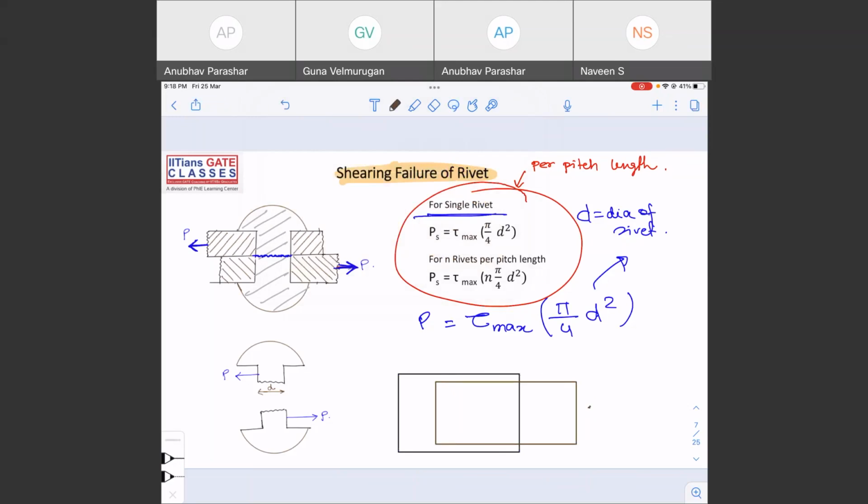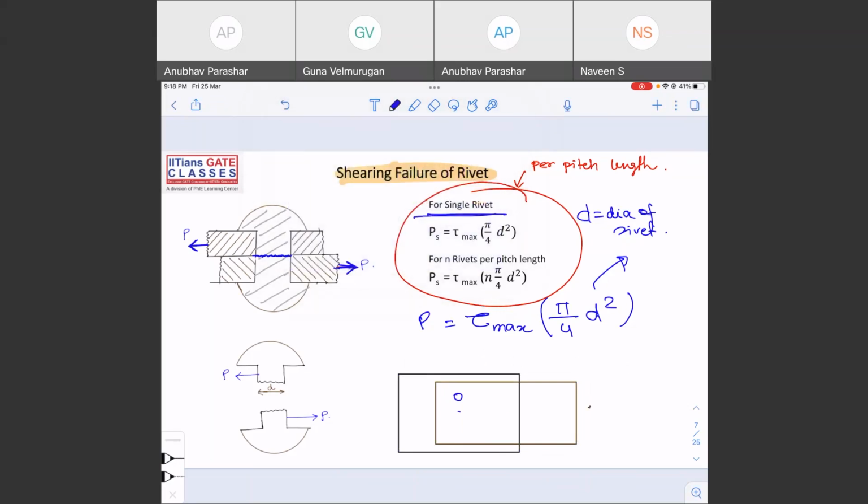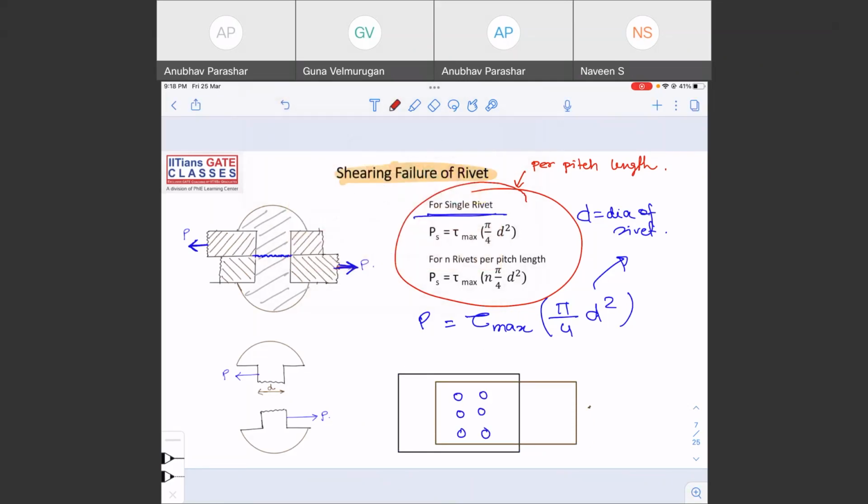For example, like this. 1, 2, 3. This first row, second row. Okay, let me say two rows are there. Now, can you tell me per pitch length, how many rivets are there?